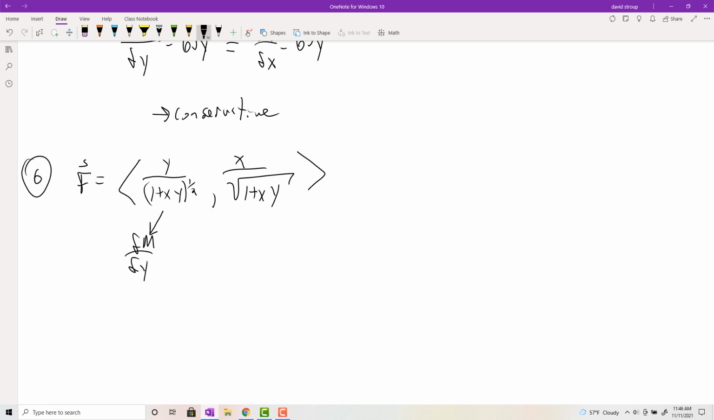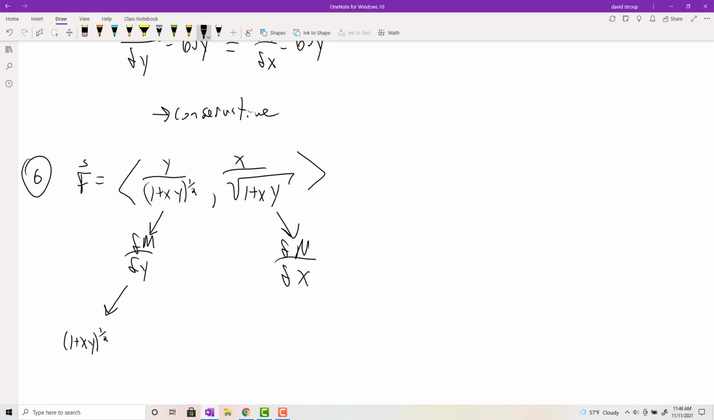Okay, and again, we're calling that m. And this guy over here, supposedly that was a derivative of something with respect to y, so we want to take its derivative with respect to x. Okay, so this guy, with respect to y, I'm going to have to go low d high minus high d low, so low 1 plus xy to the 1/2.